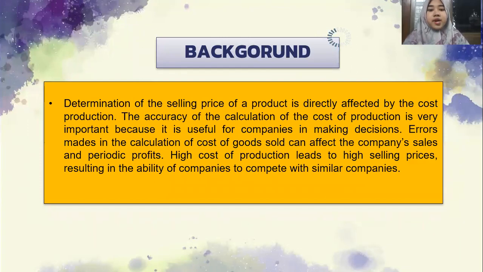Determination of the selling price of a product is directly affected by the cost of production. The accuracy of the calculation of the cost of production is very important because it is useful for companies in making decisions. Errors made in the calculation of cost of goods sold can affect the company's sales and periodic profits. High cost of production leads to a high selling price, resulting in reduced ability of the company to compete with similar companies.